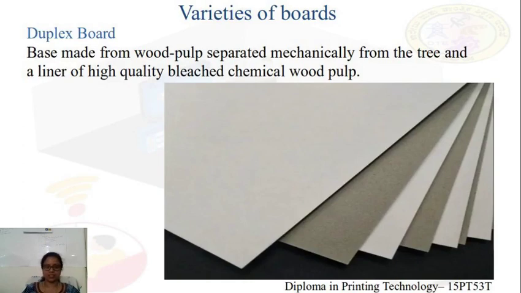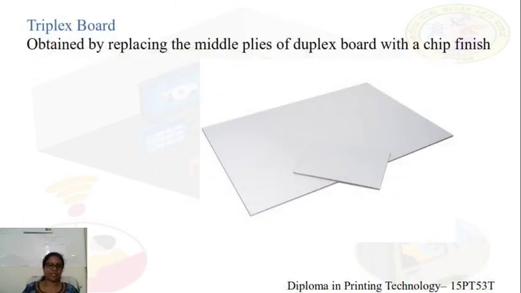Next is the triplex board. The name itself insists it. Previously, we studied about the duplex board wherein two different layers are sandwiched together or made to stick to each other. There it becomes a duplex board.